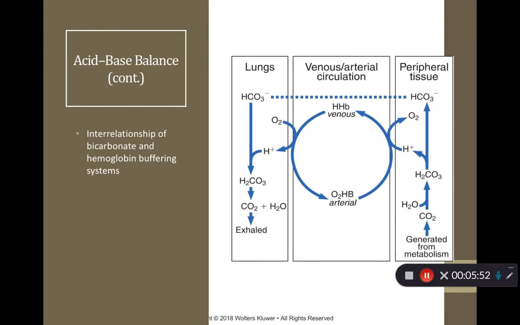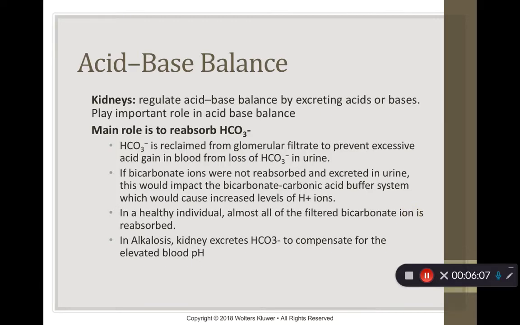So this is basically a picture from your book that shows you the interrelationship of bicarbonate and hemoglobin buffering systems, bicarbonate and hemoglobin. Okay, so in the kidneys, what happens is that the kidneys regulate acid-base balance by excreting acids or bases, okay? And they play a very, very important role in these acid-base conditions. So the main role of the kidneys is to reabsorb bicarbonate, okay?